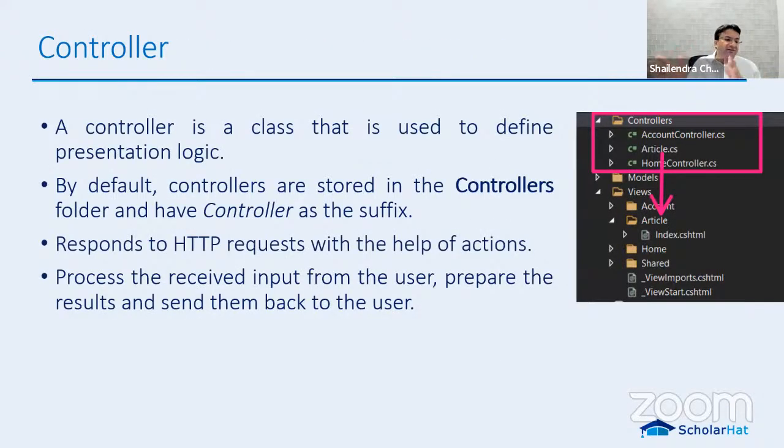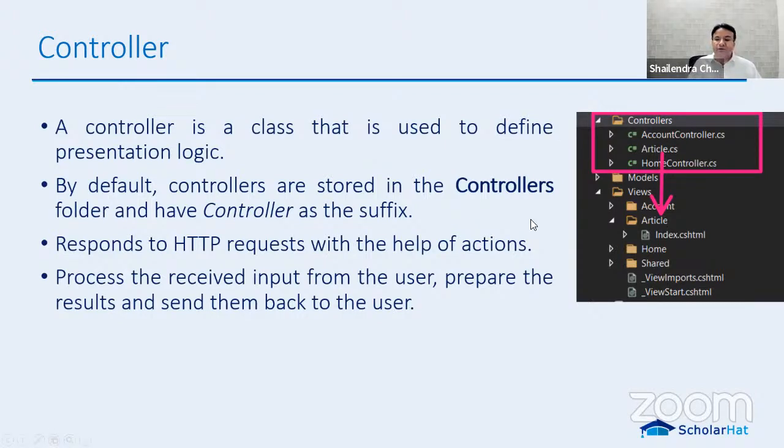So the controller of ASP.NET Core MVC is different from MVC 5. In MVC 5, it was mandatory to define all the controllers inside the controllers folder, and they must have Controller as a suffix. But starting from ASP.NET Core, these are optional. If you want to follow this naming convention, you can follow it. Otherwise, you can skip it. Simple.